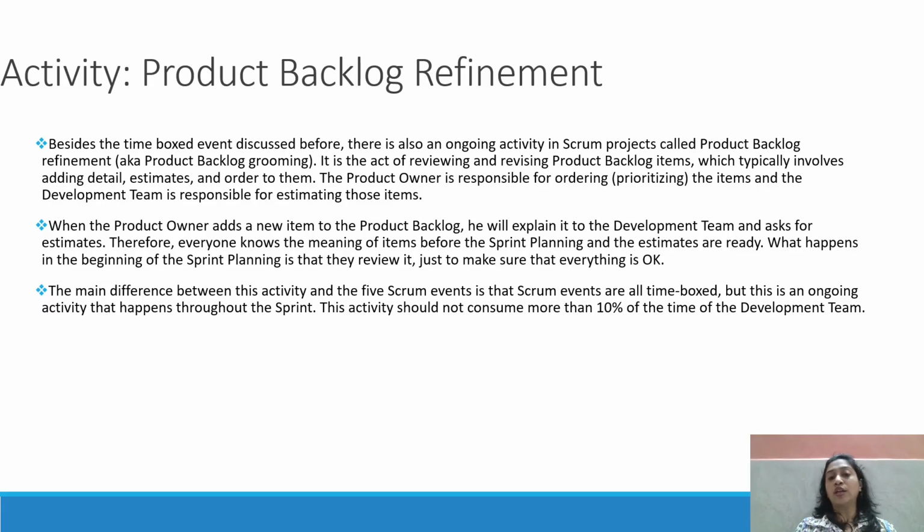This activity should not consume more than 10% of the development team's time. So this is called the product backlog refinement meeting. We can schedule it weekly once, 1 or 2 hours, 1 hour max. The 5 Scrum events means I have added the sprint as well as these Scrum events, and if they are asking for the Scrum ceremonies, then you can go ahead with the 4 ceremonies. And this one is product backlog refinement. It's an activity we do always.